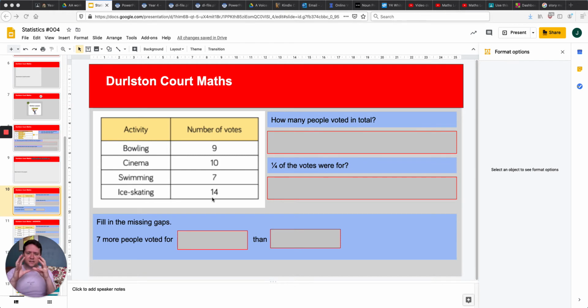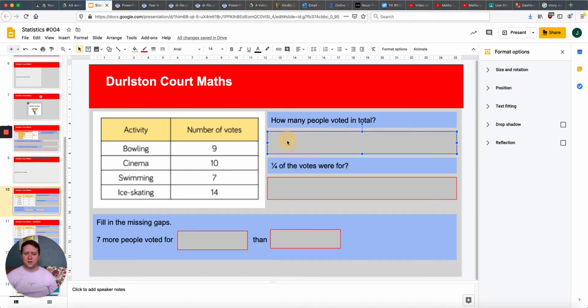10 plus 10 is 20. 20 plus 20, well 2 add 2 is 4, so 20 plus 20 is 40. So how many people voted in total? 40 people voted in total. Full stop. Brilliant. Okay. Getting them to that safer number of 10 or multiple of 10 just makes it much more manageable in my brain.